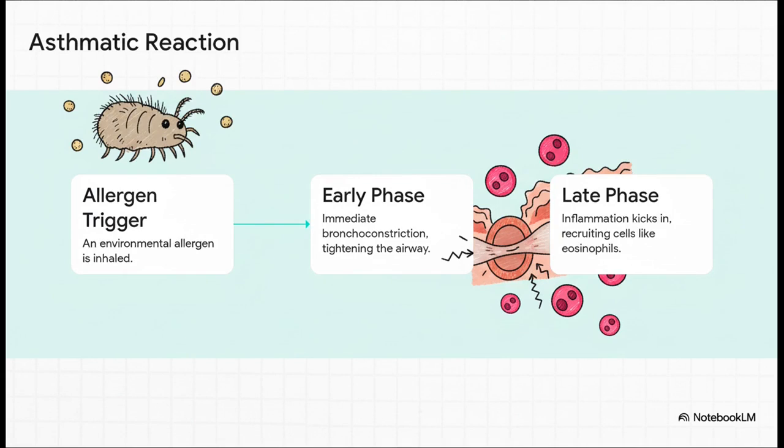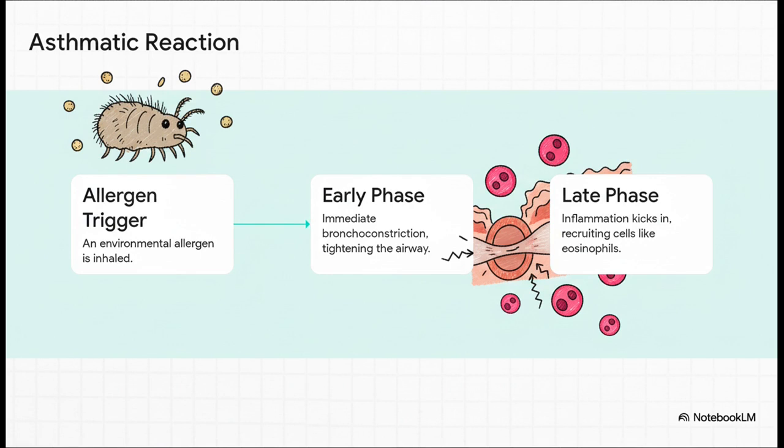So how does an asthma attack actually play out? Well, it's a 2-act play. Act 1 is the early phase. The trigger hits, pollen, whatever, and bam! Immediately, the muscles around the airway clamp down. That's bronchoconstriction. But the story isn't over. A few hours later, Act 2 begins, the late phase. This is when the real trouble starts.